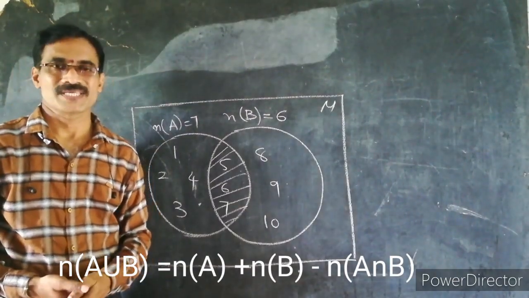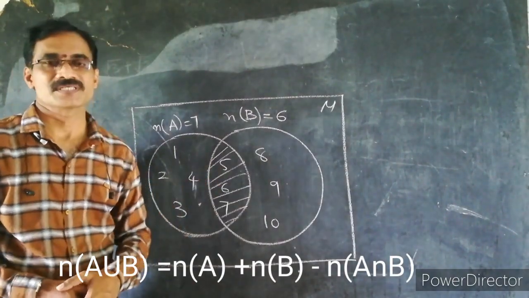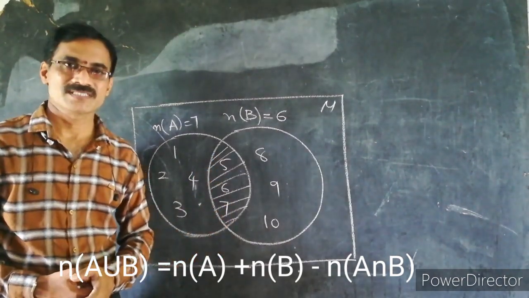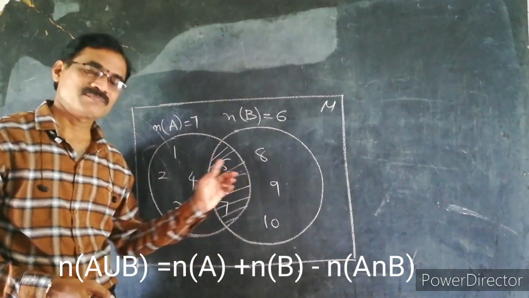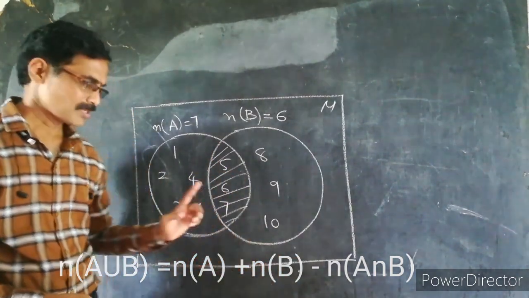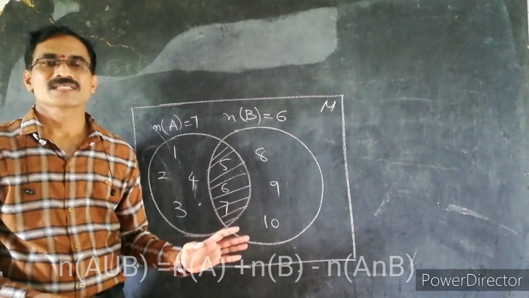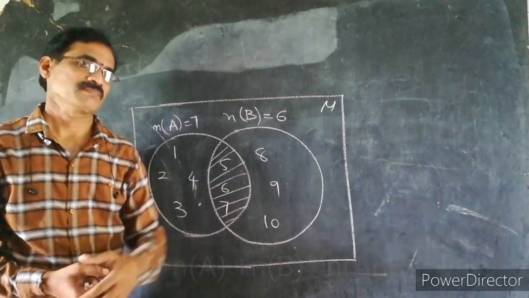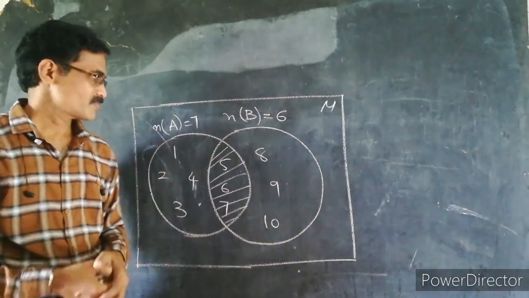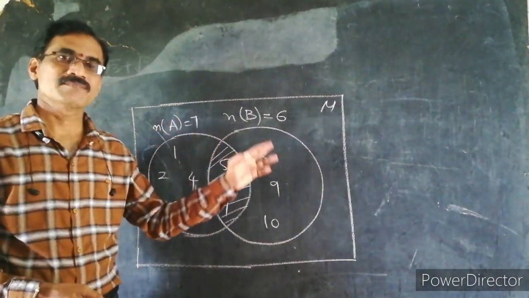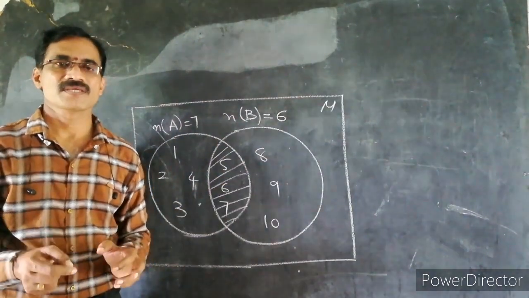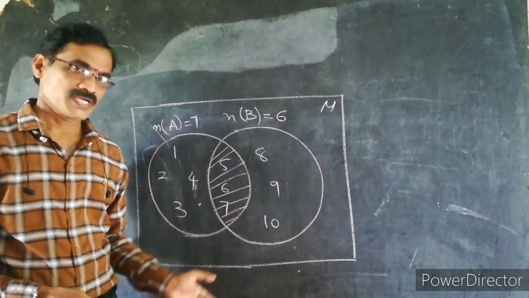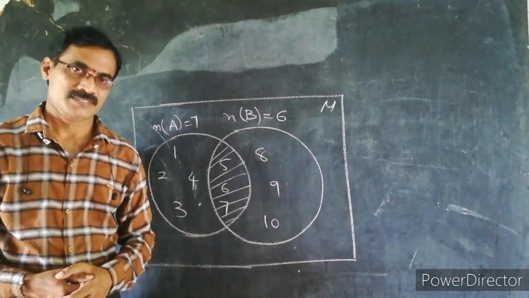This is the intersection part. In this intersection part, how many elements? 3 elements. So the number of A intersection B is 3. So the number of A union B is equal to the number of A plus the number of B minus the number of A intersection B. That is the relationship between the number of A, the number of B and the number of A union B. So that is the main important principle to remember.